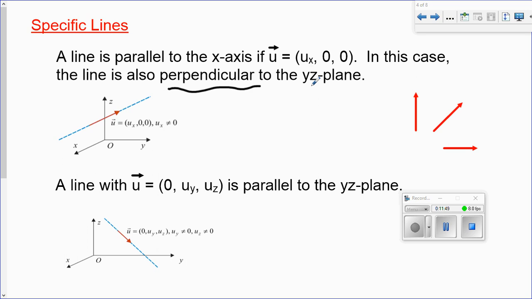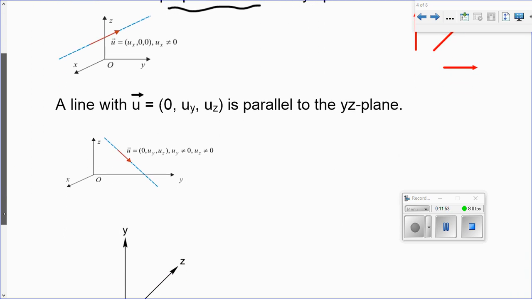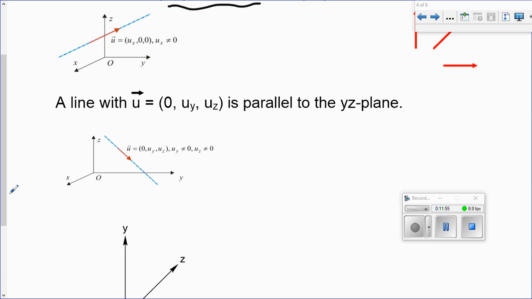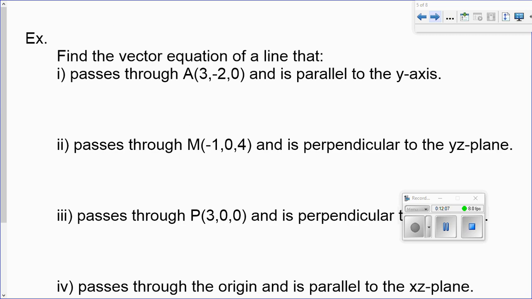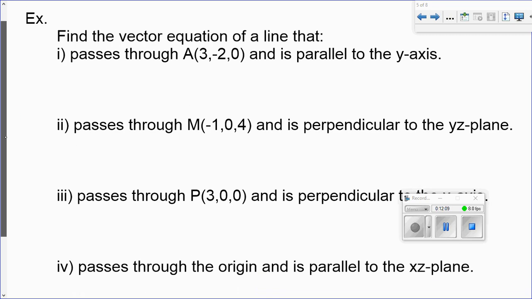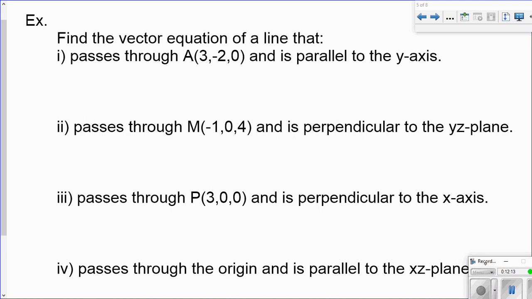Similarly, if I've got a line with a direction vector where there are two components, in the y and the z, it means it's parallel to the y-z plane. And this is what we're talking about here, the x, y, z axes and planes. So let's go through a couple of examples that talk about some of these.